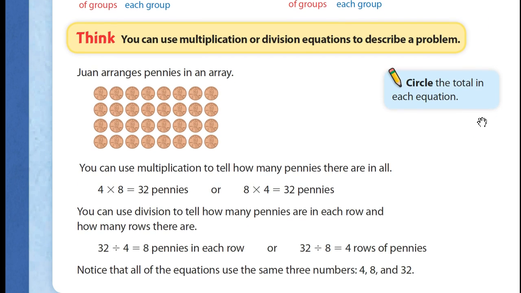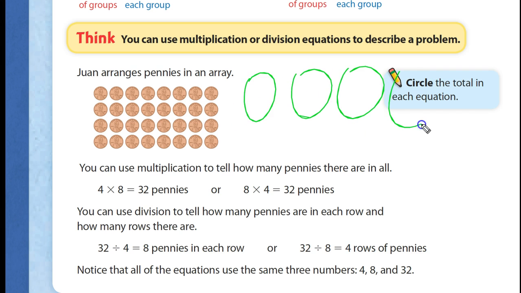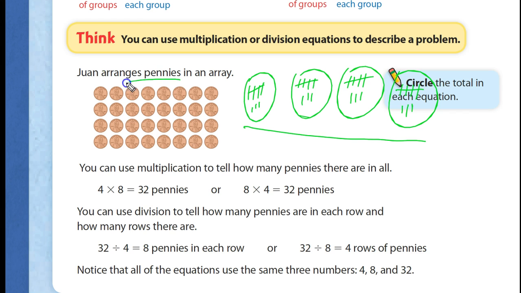You can use multiplication or division equations to describe a problem. So look at this array. It says one arranges pennies in an array. Let me ask you this. Are these arrays? No, those are just groups. So on your test, when it asks for an array, that means this.